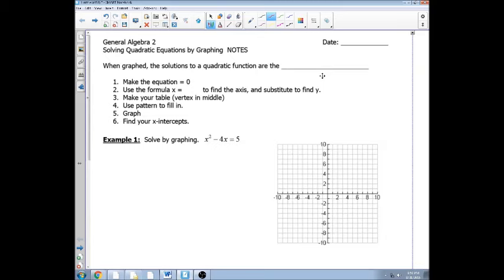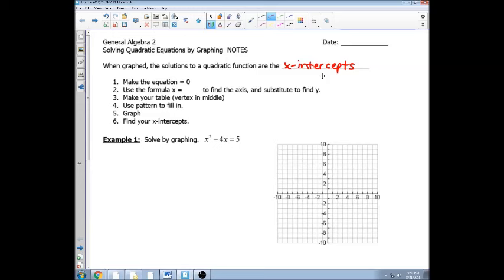When graphed, the solutions to a quadratic function are the x-intercepts. X-intercepts are where our graph will cross the x-axis. Okay? Here are our steps in order to find our x-intercepts and to graph these problems.